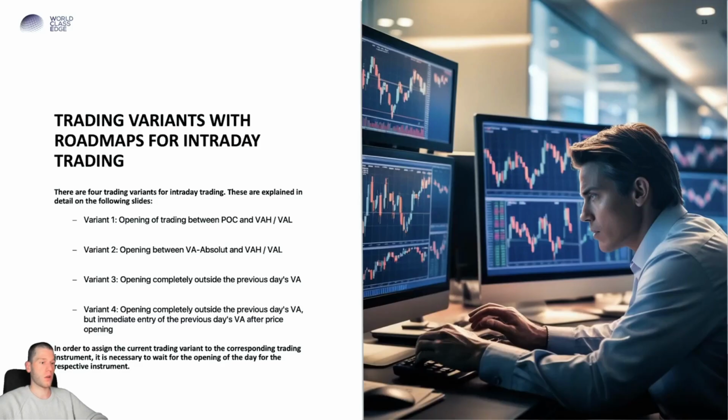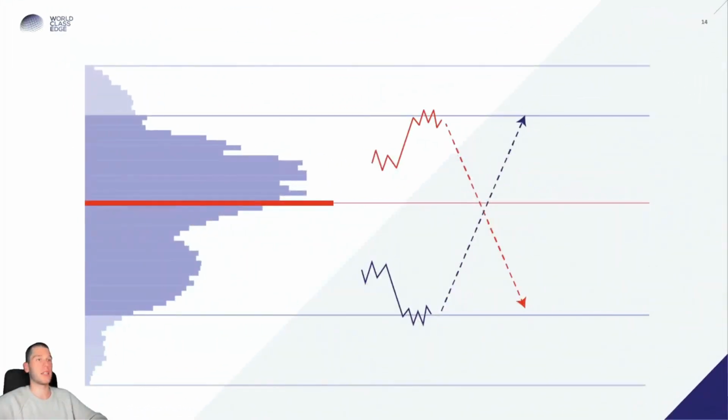So let's go through example or variant 1. It is when you open inside the previous day. So this is the profile of the previous day, volume profile of the previous day. We have value area high, VPOC, value area low, absolute high. We open inside. So we are between value area high and POC in this example.